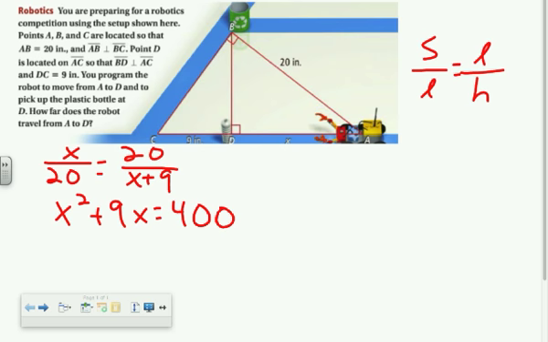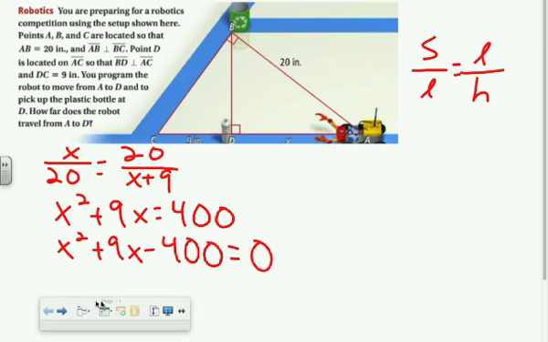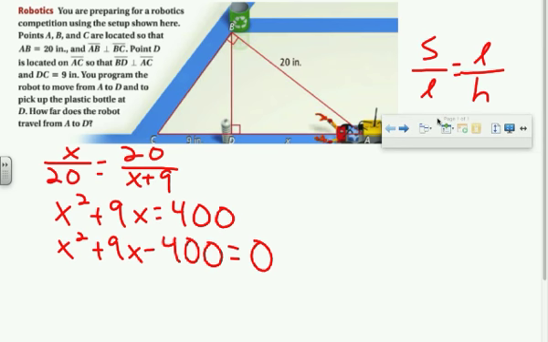So at this point, because I have a quadratic, meaning I have that x squared term, and since I also have that x term, what you want is everything on one side of the equation. So I'm going to subtract the 400 from both sides and get x squared plus 9x minus 400 equals 0. And what you need to realize comes next is the process of factoring this trinomial.